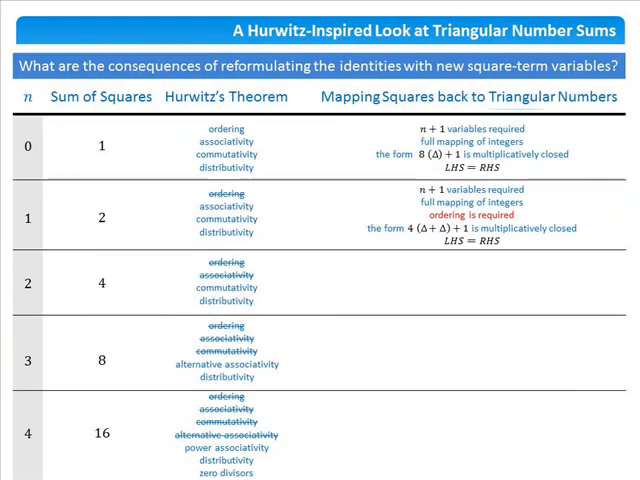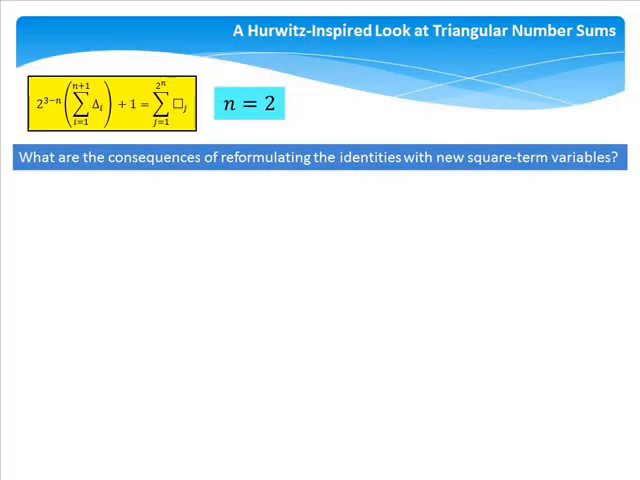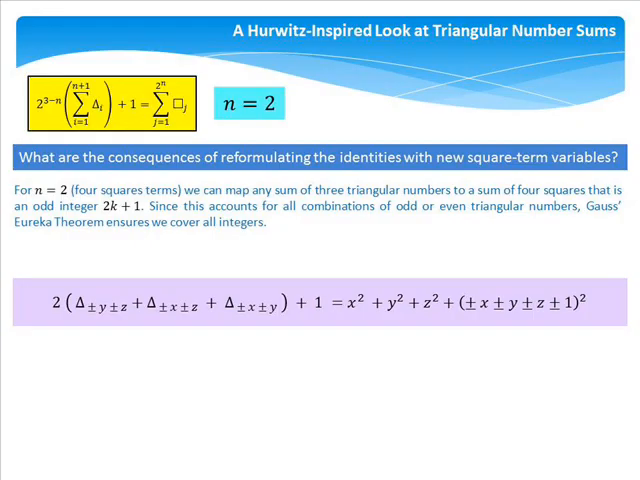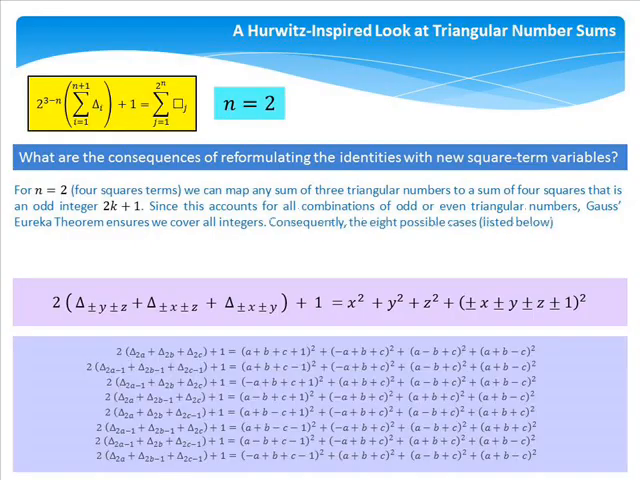So for n equal 1, the only difference is that ordering is required to avoid negative values. All other properties remain unchanged. For n equal 2, that is 4 square terms, we can map any sum of three triangular numbers to a sum of 4 squares, that is, an odd integer 2k plus 1. Since this accounts for all combinations of odd and even triangular numbers, the Gauss-Eureka theorem ensures we cover all integers.